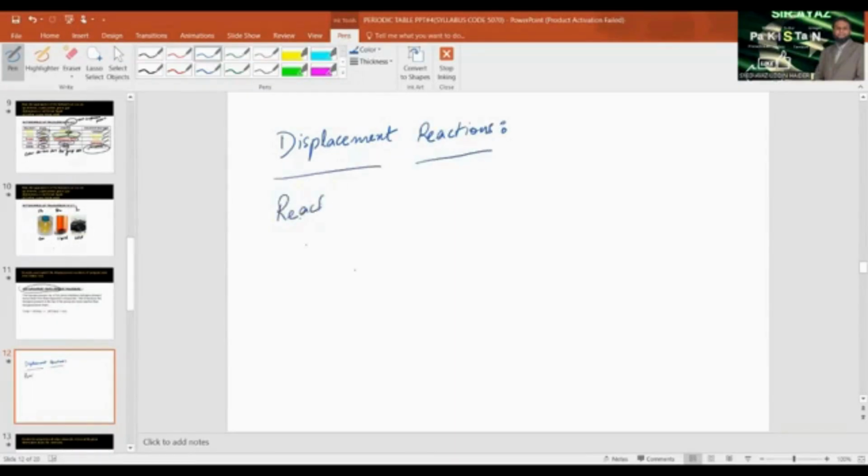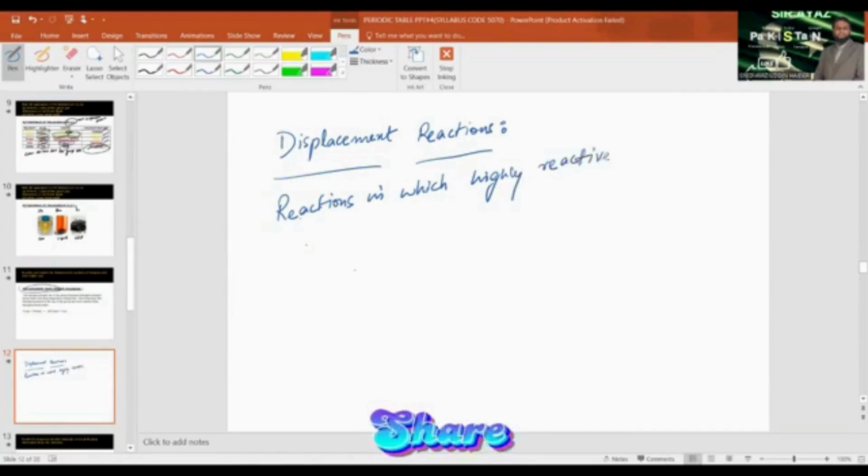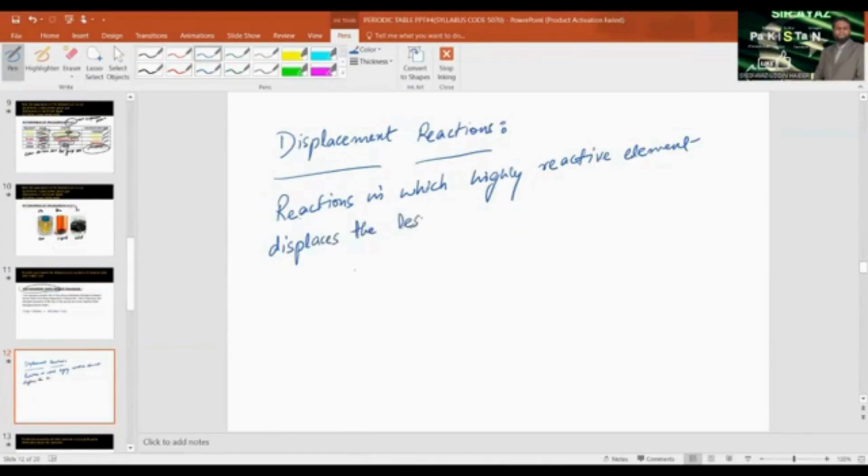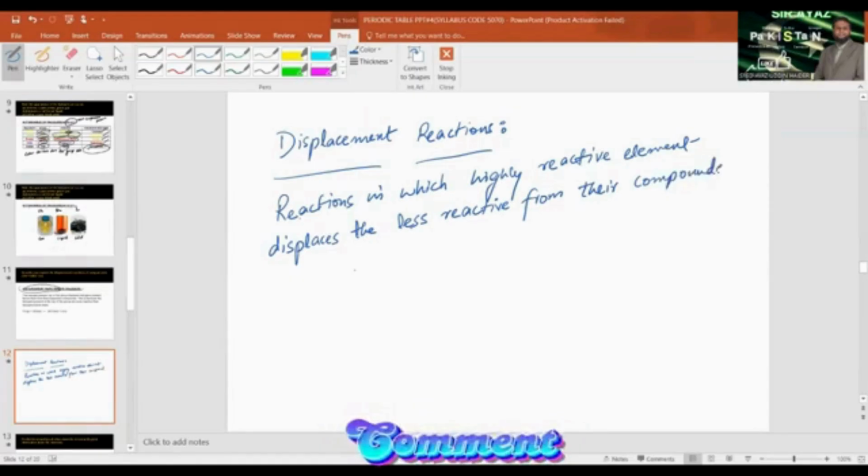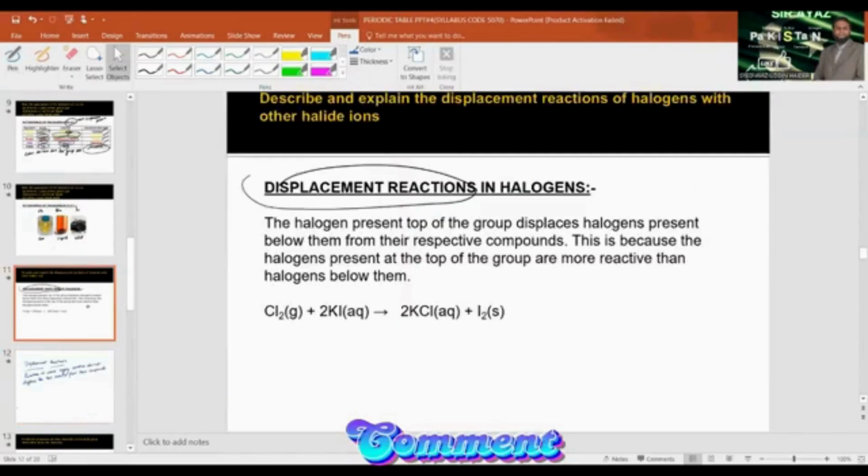Reactions in which a highly reactive element displaces the less reactive from their compounds. These are the displacement reactions.